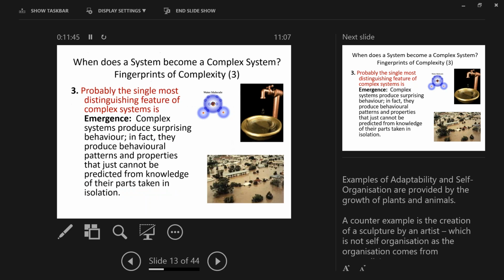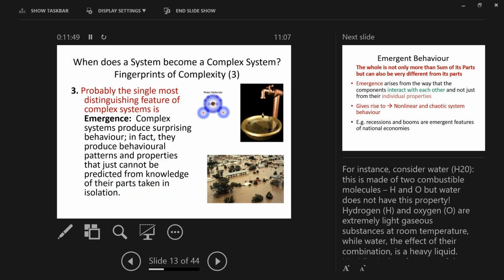The third, I think perhaps the most important hallmark, the one which defines a complex system, is emergence. This is the single most important distinguishing feature, emergence. Complex systems produce surprising behavior. In fact, they produce patterns, observations, and properties that just cannot be predicted from knowledge of their past observation.